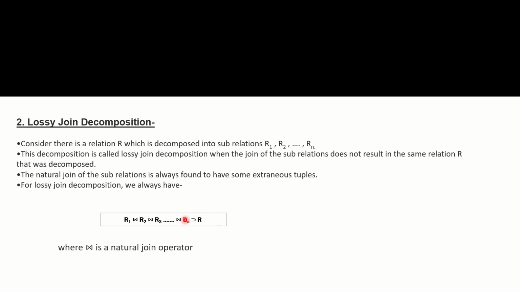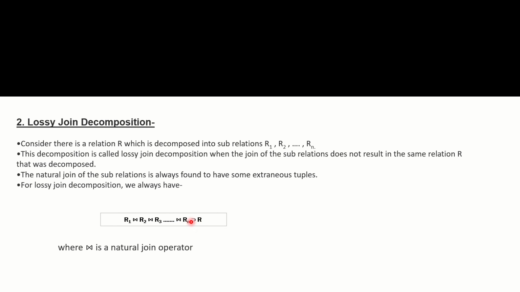We can express this in mathematical terms. Suppose R1 to Rn is a set of subtables created after decomposing the original relation R. If you perform the natural join, we will not get R.